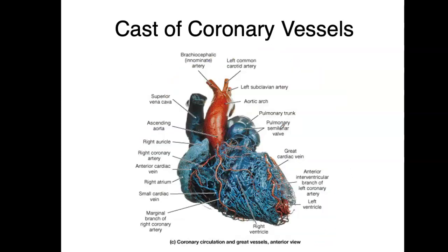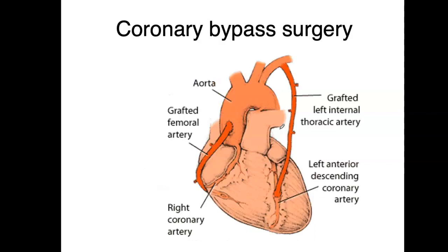Okay, and there was the cast then of all those vessels. And this is a real picture of a bypass where they've sewn it on here and brought it over to a region that was blocked. Here's a second grafted left internal thoracic artery. That's another artery other than the saphenous that's used, and they've sewed it onto there. So sometimes in our cadavers, we will see one of those on the heart. It's very interesting.